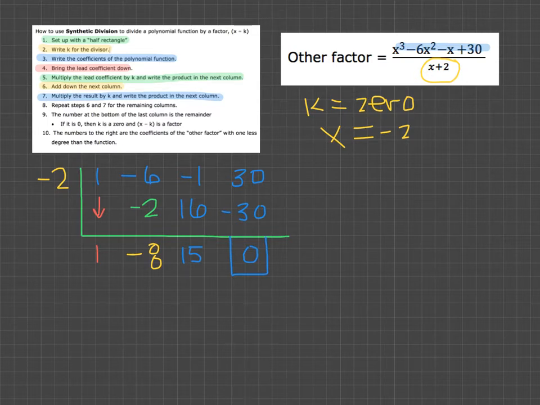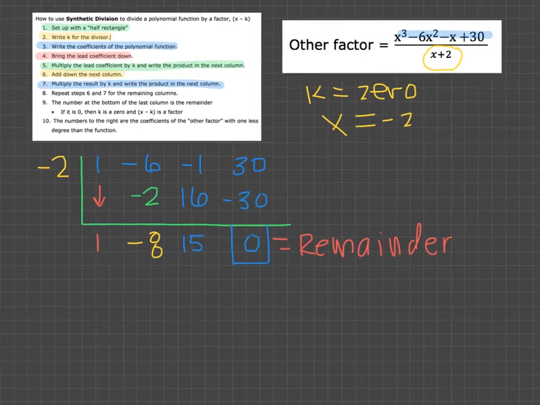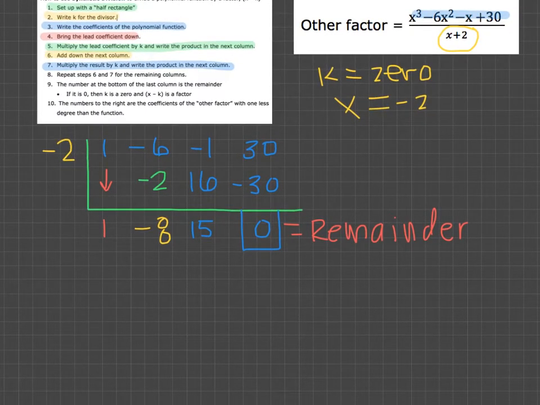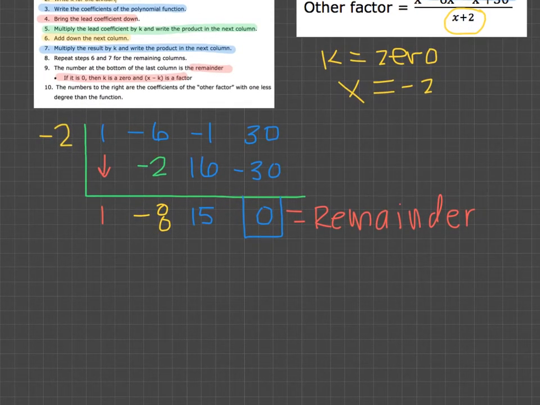This last number that we get after the last addition, this is the remainder. When we do division, a lot of times, if it doesn't go in evenly, we get a remainder. Well, here we have a remainder of 0. Okay, if the remainder is 0, then what we divided by is a factor. And so we did get a remainder of 0, so that means that x plus 2 is a factor. Okay, I wasn't making that up. But the other piece that we learn is that the numbers to the left of that remainder are the coefficients of the other factor.